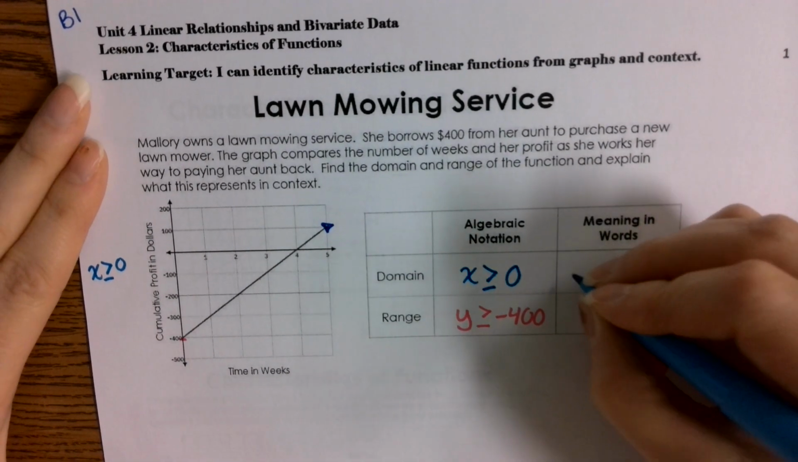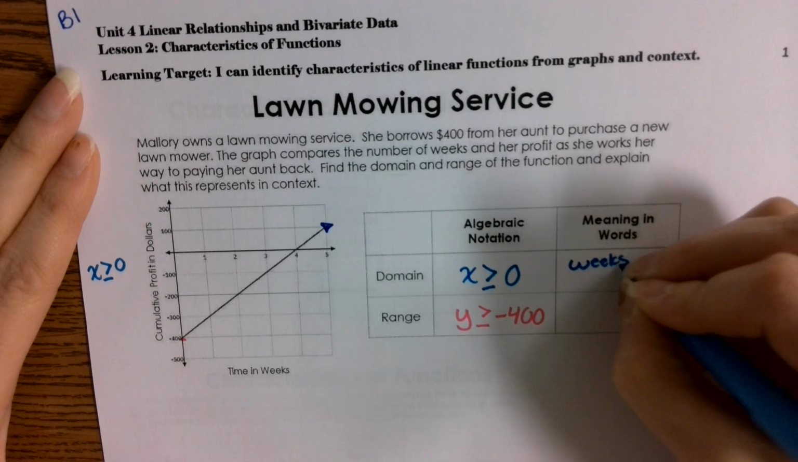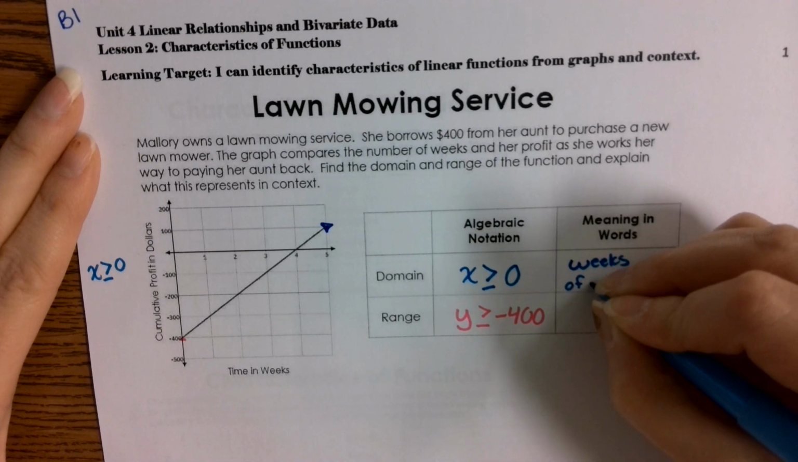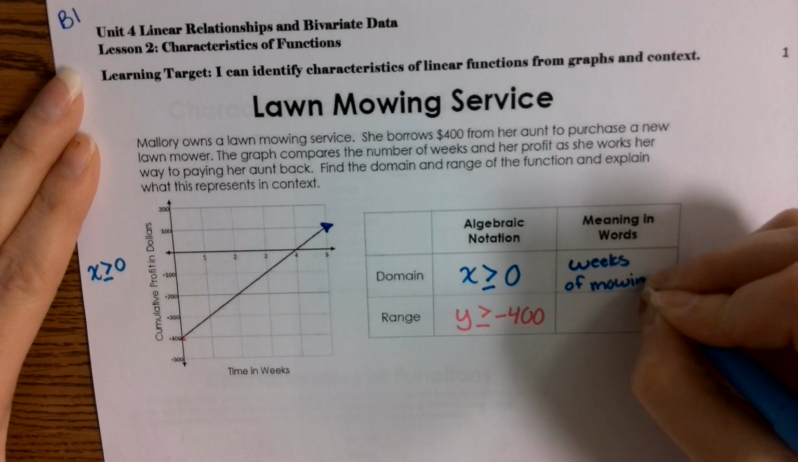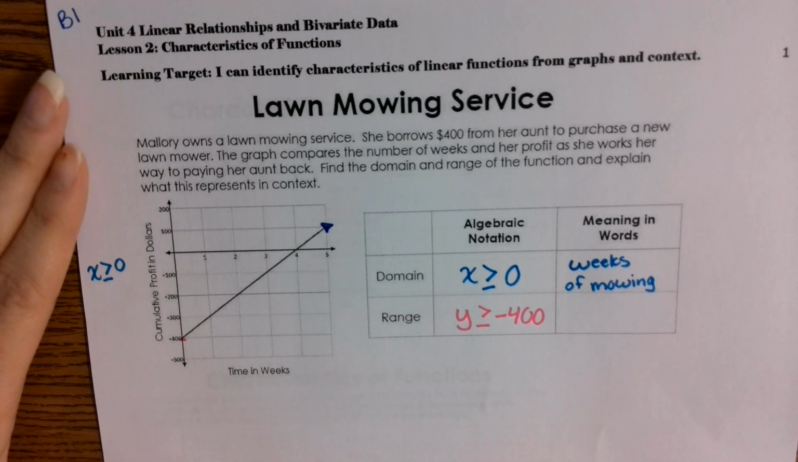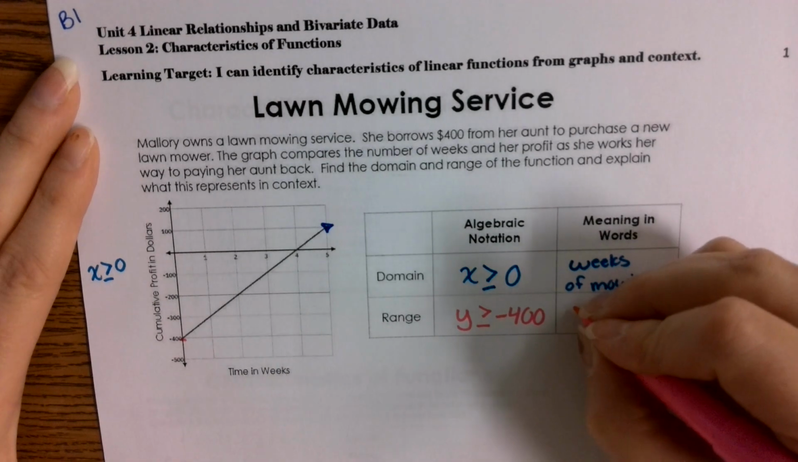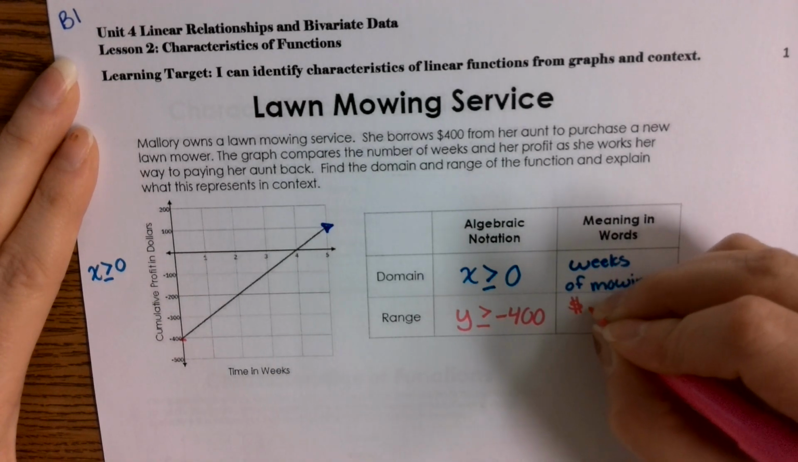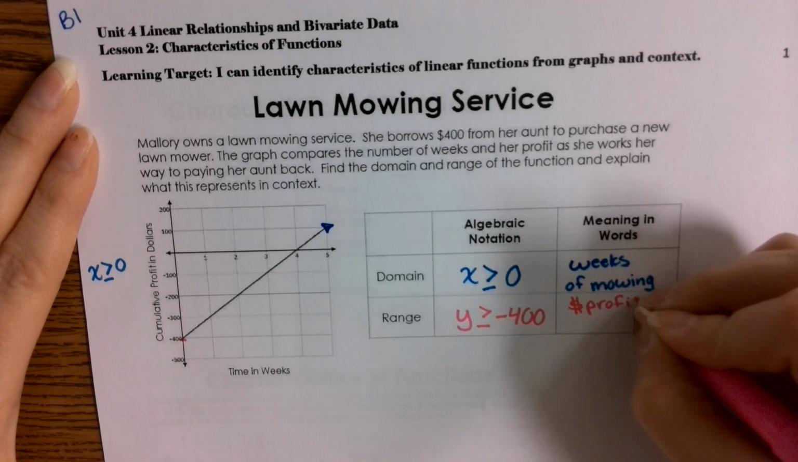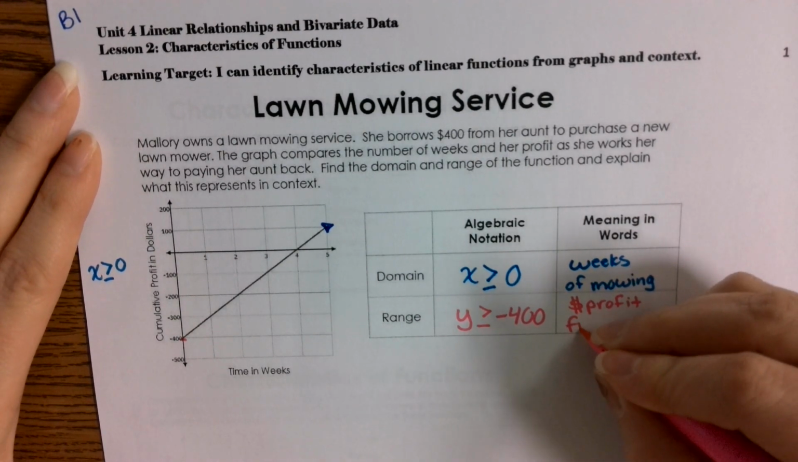Okay, so domain represents the weeks of mowing. Domain is going to represent the number of weeks that she spends mowing. The range is going to represent the profit, money profit, from mowing.